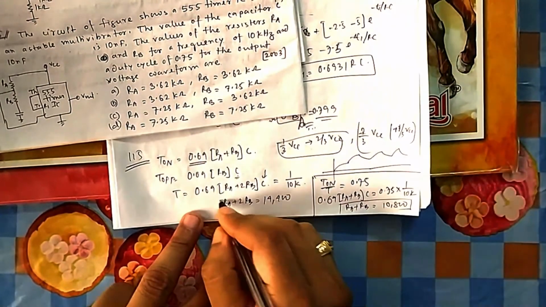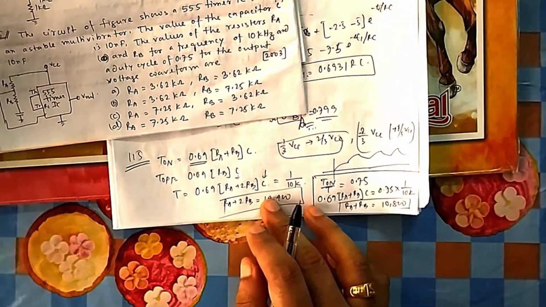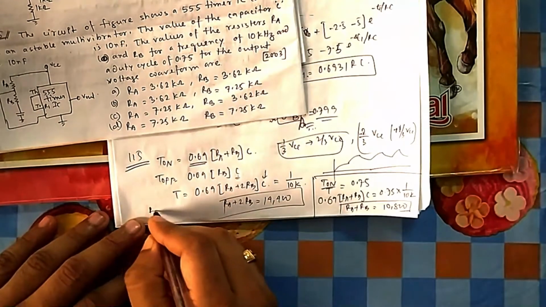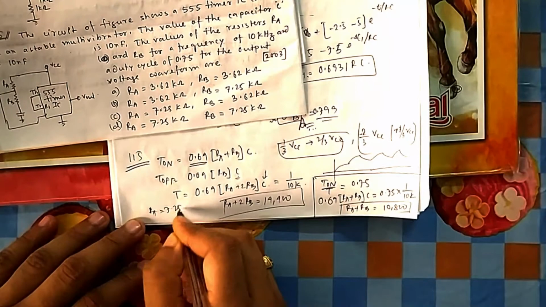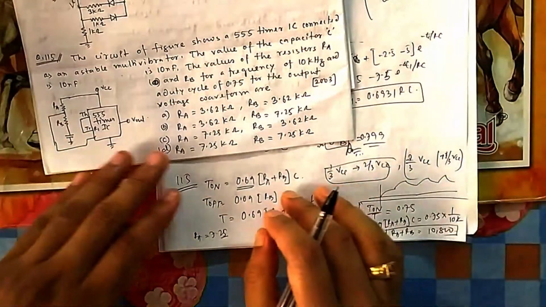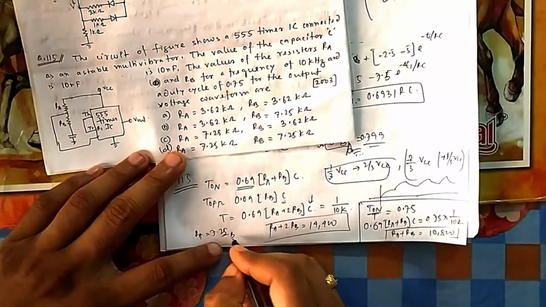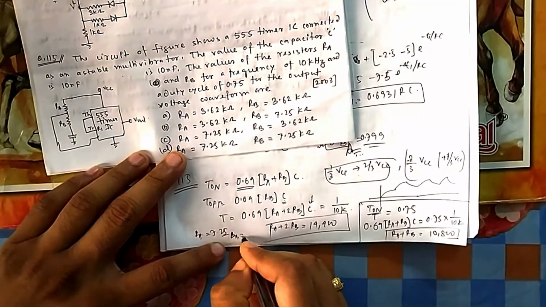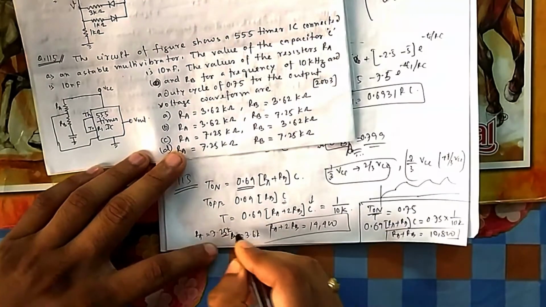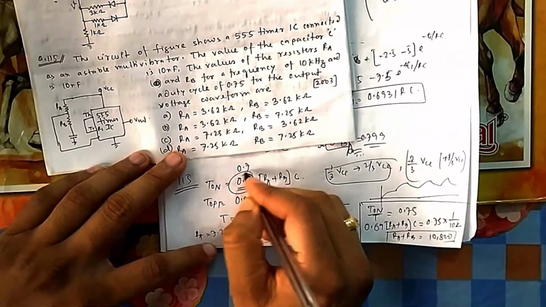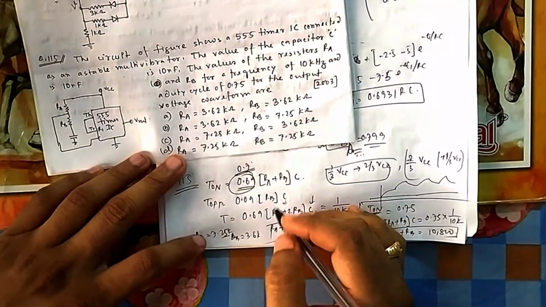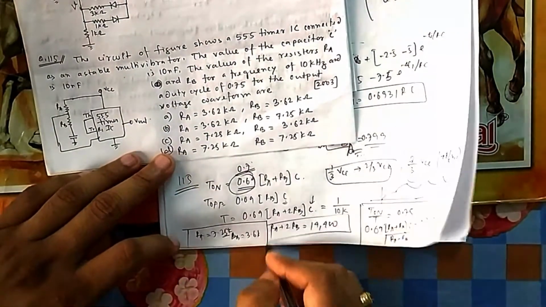Now you can solve these two. These are two simple equations. If you subtract, you can directly get RA and RB. If you calculate, RA will be 7.25 and RB will be equal to 3.6. Slight variations can be there, because sometimes they take 0.7 as an approximation. So that is your option C.